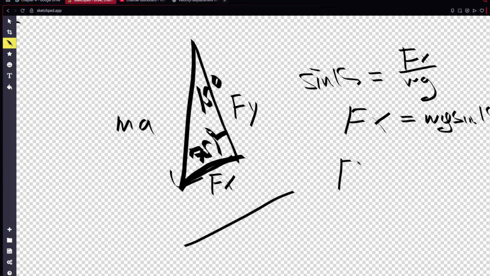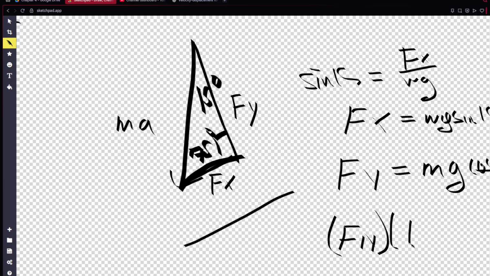and Fy is equal to mg cosine 15, but it's not even Fy, it would be Fn, which is the normal force. And remember, you multiply by that static or kinetic coefficient of friction to get how much friction force needs to be overcome to turn into kinetic friction force, which is just mu k. But you don't need to know this, this is all you have to do.